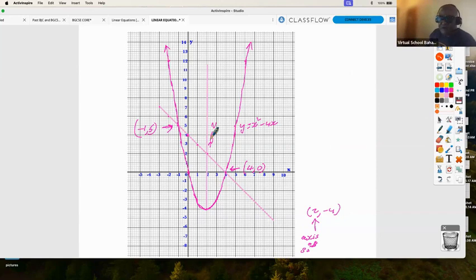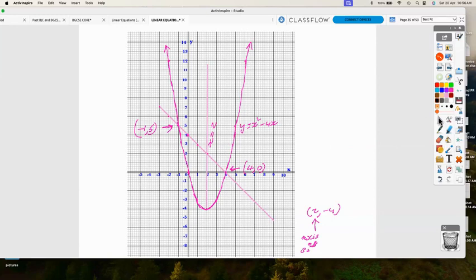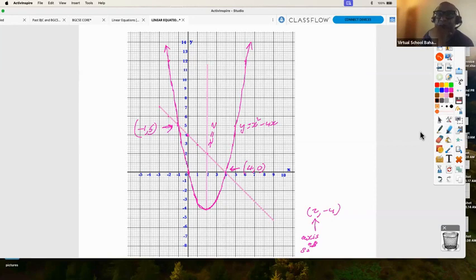Does everybody think you're in a better position to do any one of the graphs that comes to you? Yes, sir. All right, any question before I let you guys go?